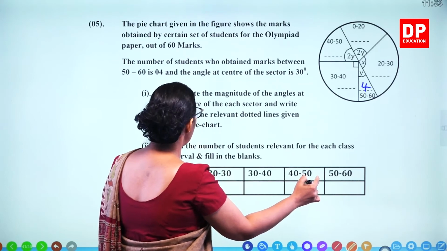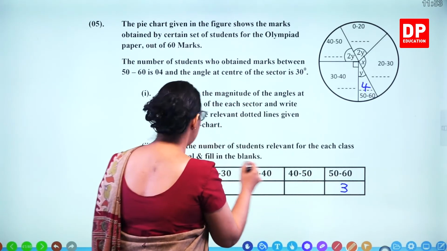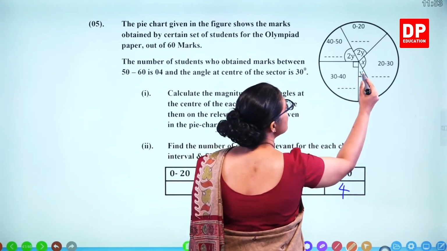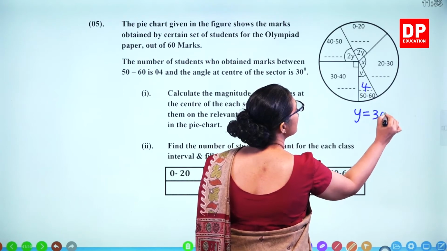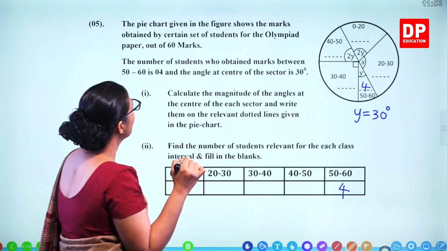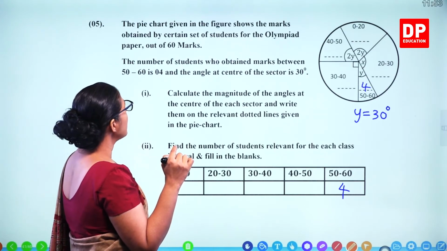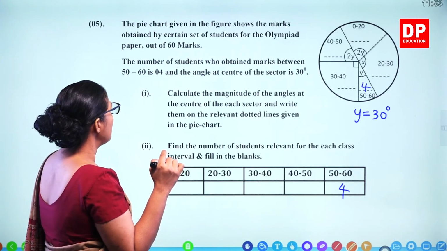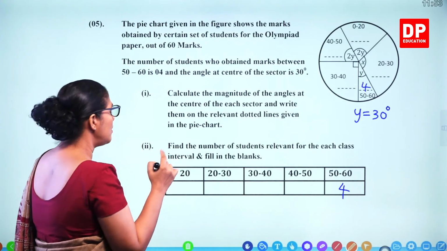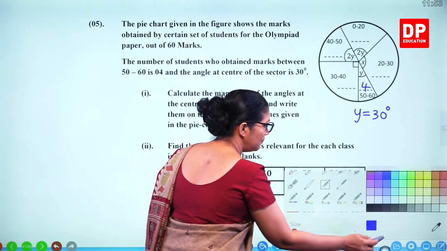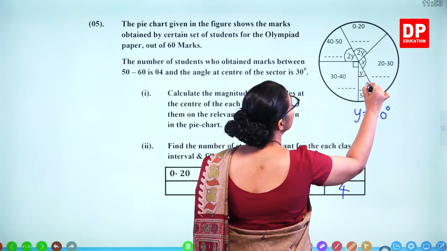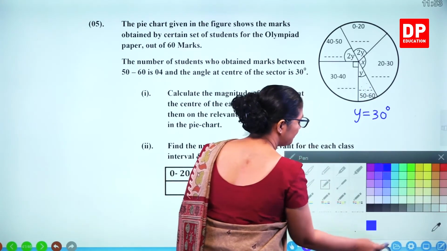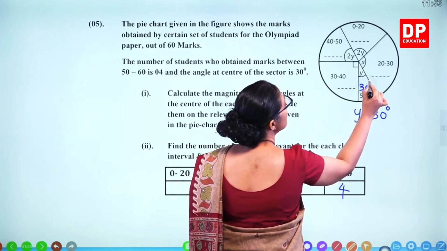And you need to, it's not 3, it's 4. And it says y, this angle is 30. So y is 30 degree angle. Calculate the magnitude of the angles at the center of each sector and write them on the relevant dotted lines given in the pie chart. So angle you have to write, not the number. So we'll write down the angles. This is 30 degrees given.